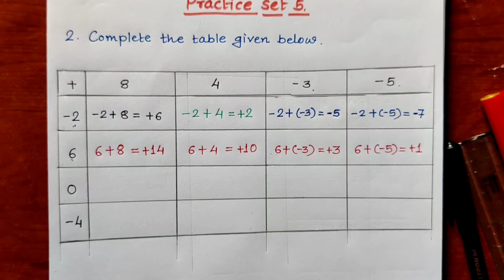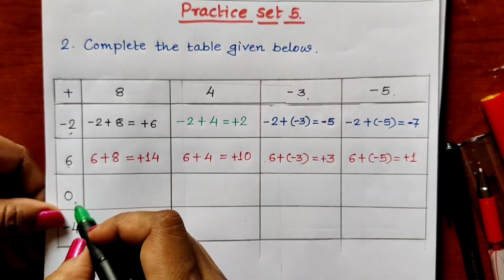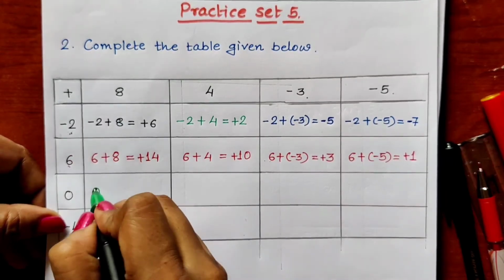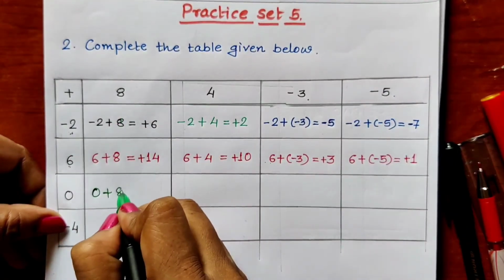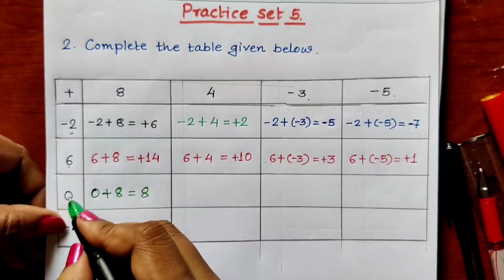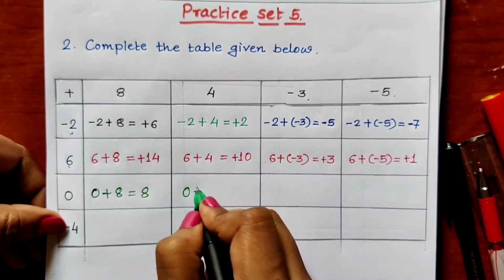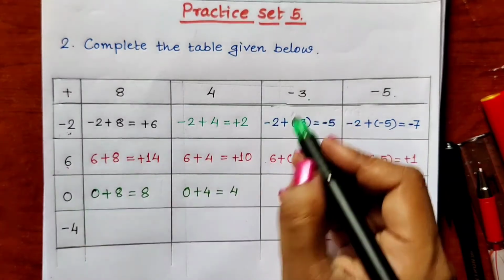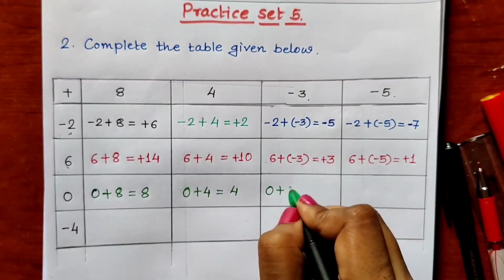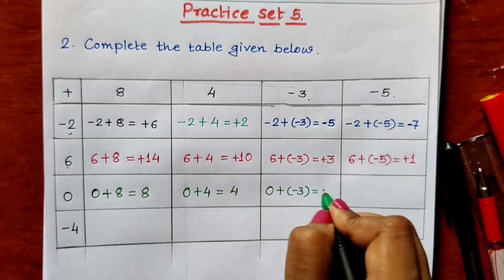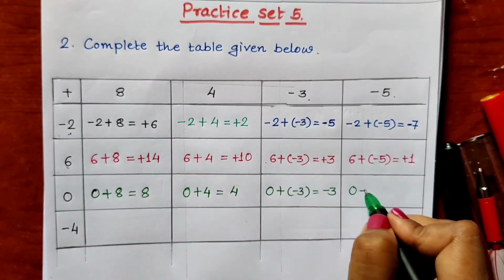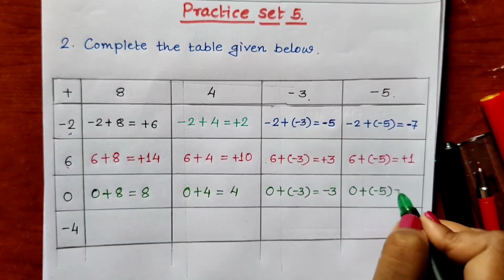Next row. In the next row 0 is there. We all know when 0 is added to any number, the answer is that number. So 0 plus 8 will be 8. Then 0 plus 4 will be 4. Then 0 plus minus 3, the answer will be minus 3. Then 0 plus minus 5, the answer will be minus 5.